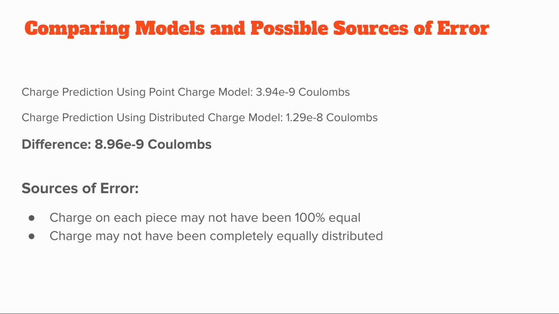As you can see by the values shown, there was a difference of 8.96 times 10 to the negative 9th coulombs when calculating charge using the point charge versus distributed charge method. This lends itself to the conclusion that identifying when something is a point charge versus distributed charge is important for accurately predicting charge. Some sources of error in this lab could be that each piece of tape was not 100% equal in charge, and that charge may not have been totally equally distributed. These sources of error could lead to differences in real-world versus computational results.